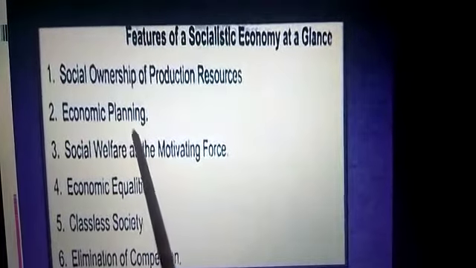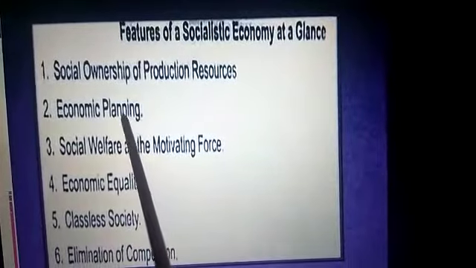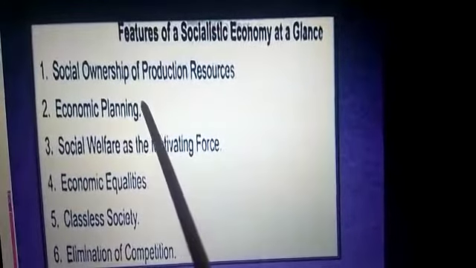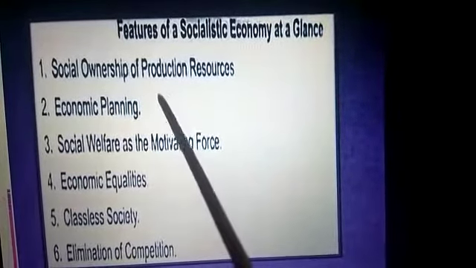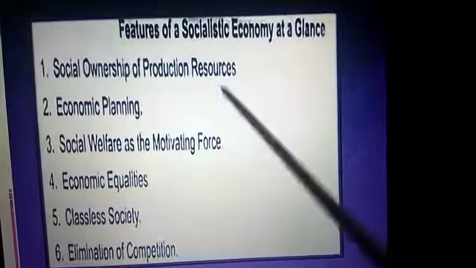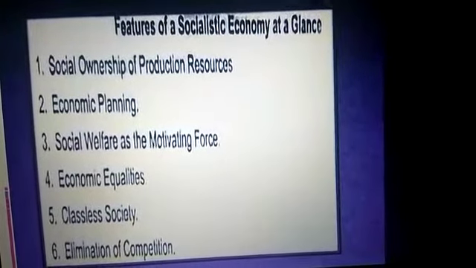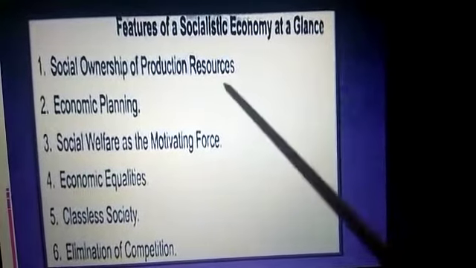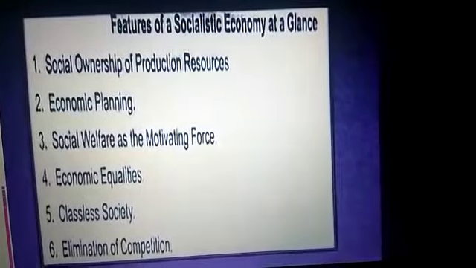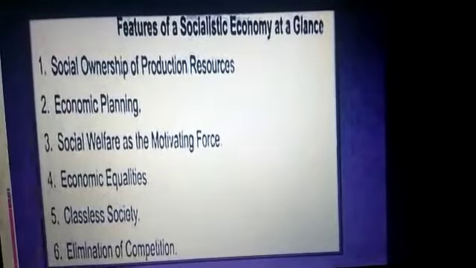The second one is there is economic planning. Economic planning means it is the government who does the planning regarding what is to be produced and how much to be produced. It first finalizes the demand for goods and accordingly distributes the resources for production of different commodities.